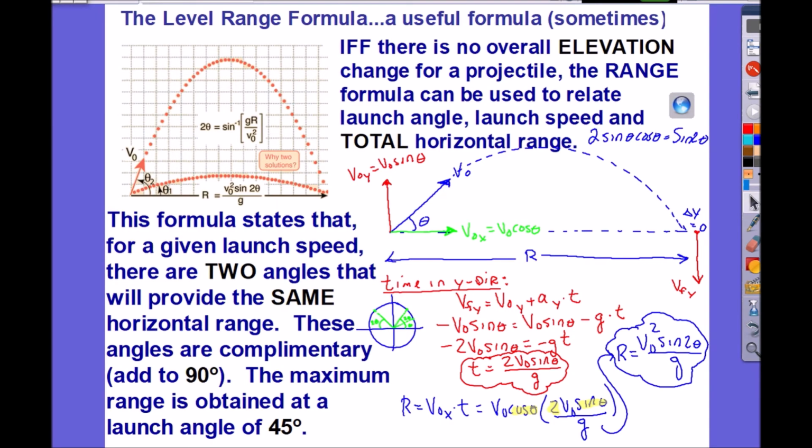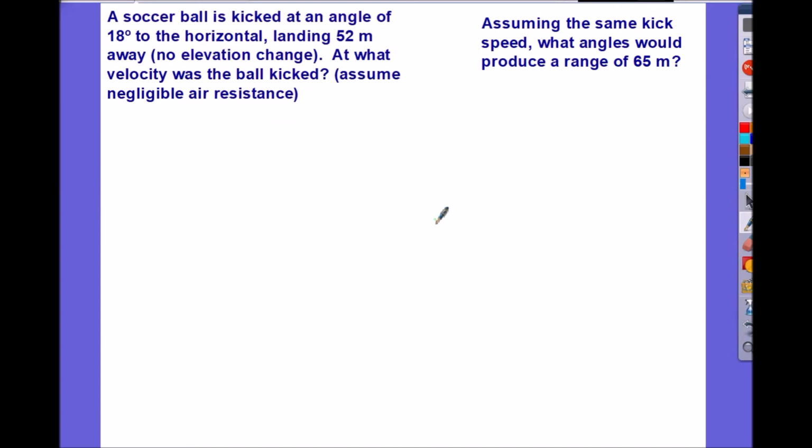Let's go ahead and just try a couple of examples. A soccer ball is kicked at an angle of 18 degrees to the horizontal, landing 52 meters away. No elevation change here. At what velocity was the ball kicked? We're going to assume negligible air resistance, which again is a requirement for us to use this equation.